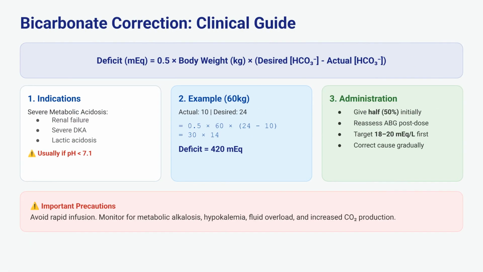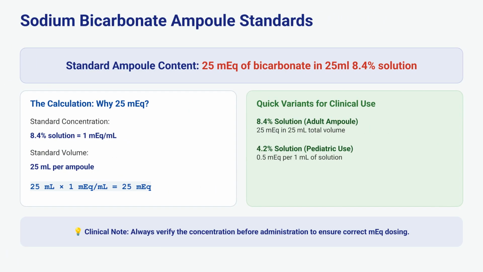Bicarbonate correction is indicated for severe metabolic acidosis, typically if the pH is below 7.1. The deficit is calculated using body weight, actual, and desired bicarbonate levels. Only half of the calculated dose is given initially, followed by reassessment. A standard ampoule of sodium bicarbonate contains 25 mEq in 25 milliliters of an 8.4% solution, providing a concentration of 1 mEq per milliliter. Always verify concentration before administration to ensure accurate dosing.